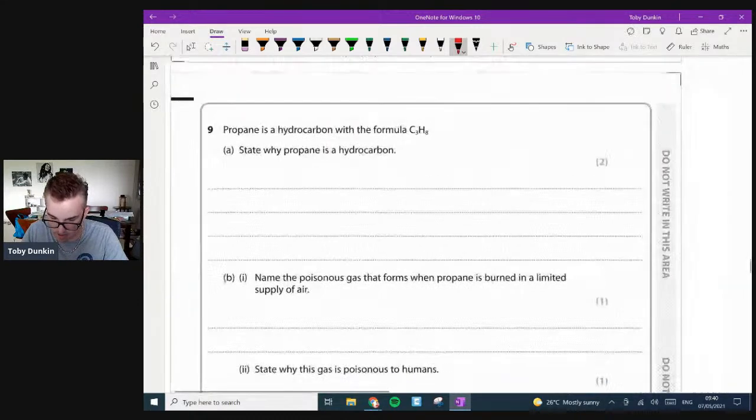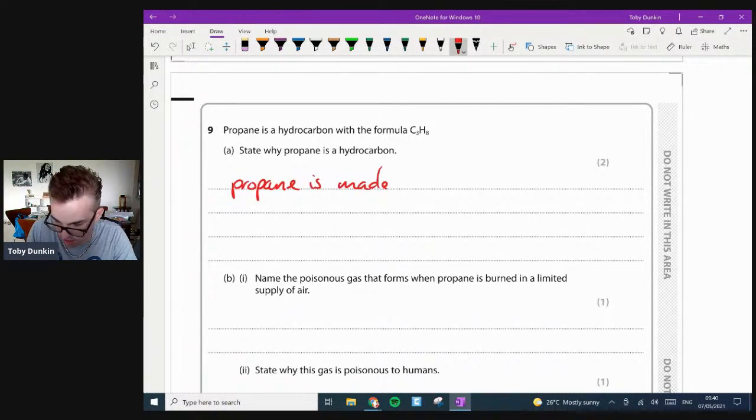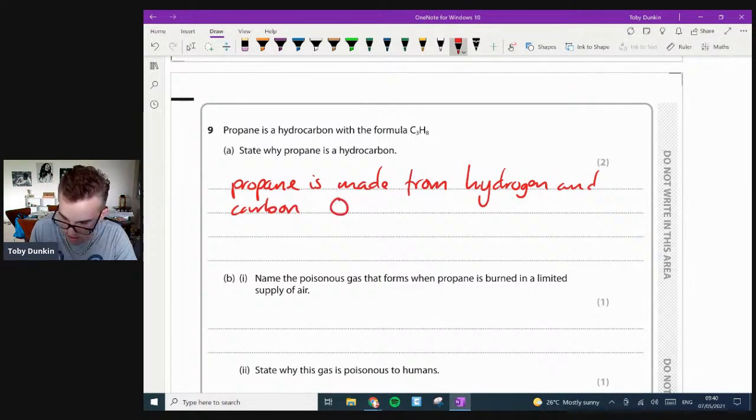Okay, propane is a hydrocarbon. State why propane is a hydrocarbon. Propane is made from hydrogen and carbon only.